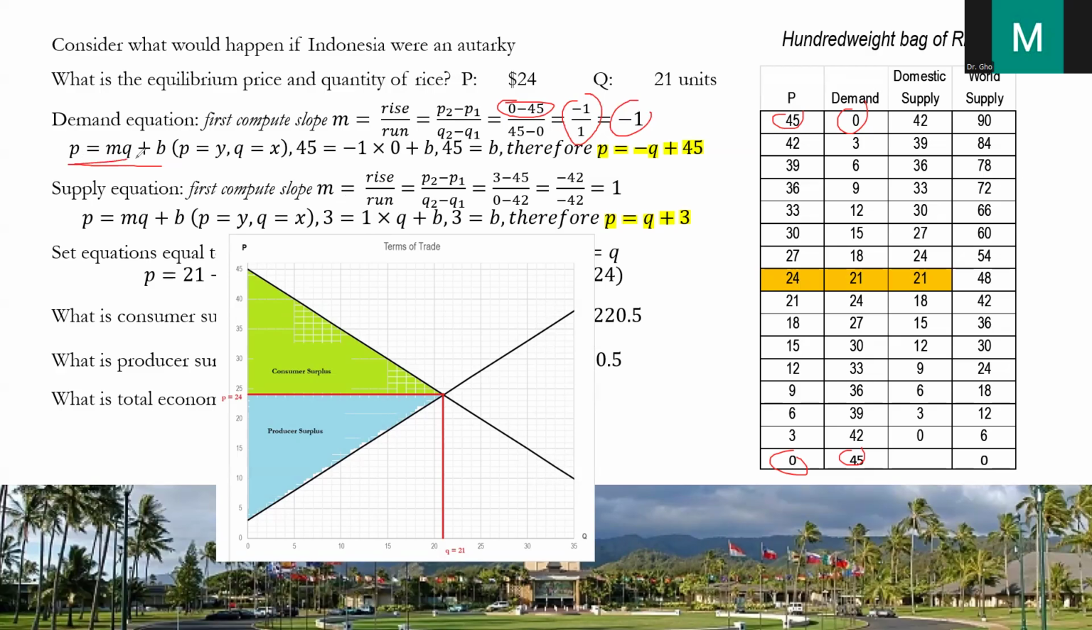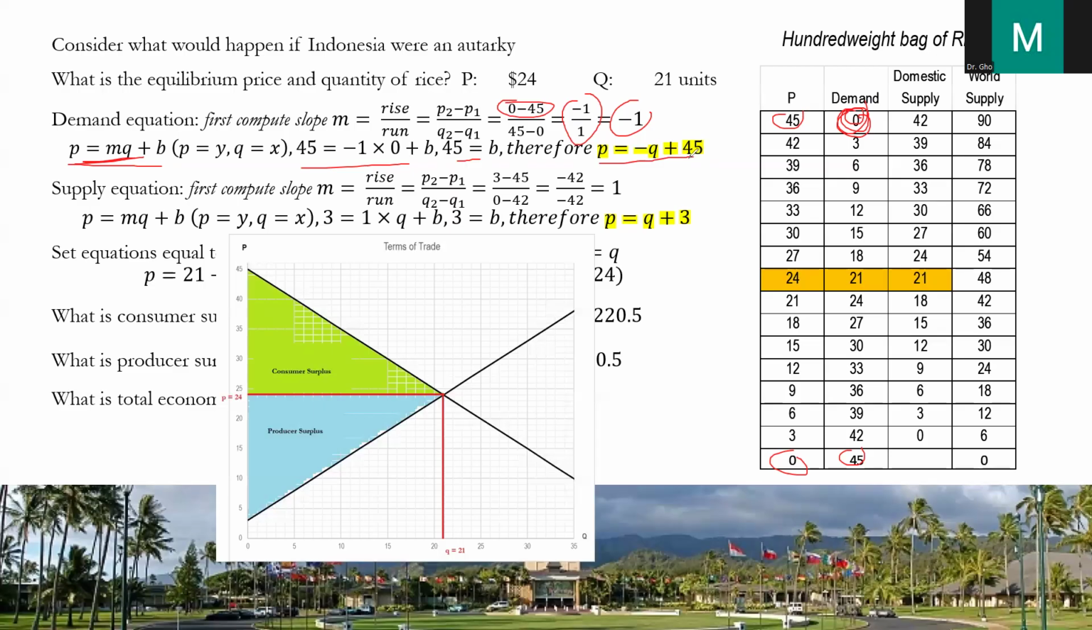To get the equation, I like to pick this point right here because it's got a big fat 0. We plug that in here. Anything times 0 is 0, which makes the math a little bit easier. The b part, the price intercept, is 45, which means that our demand equation is going to be P = -Q + 45.